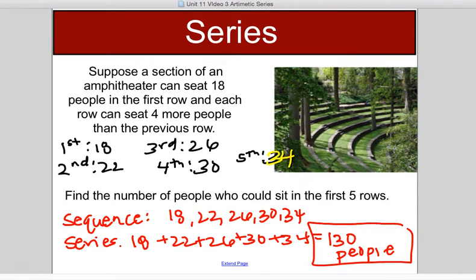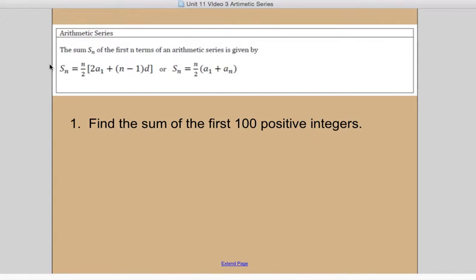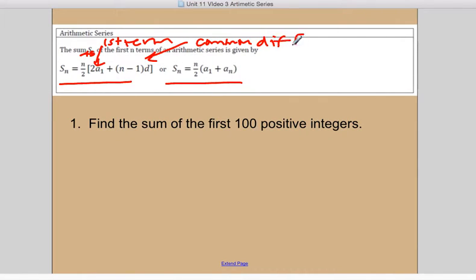All right, so let's go ahead and look at the equation to find an arithmetic series. Okay, the sum S sub n of the first n terms of an arithmetic series is given by, we have 2 equations here. So n is the number of terms. Remember, a sub 1 is the first term. And remember, d is the common difference, so whatever number you add or subtract every time. Same thing here, a sub 1 is your first term, and a sub n is actually your last term in your series.